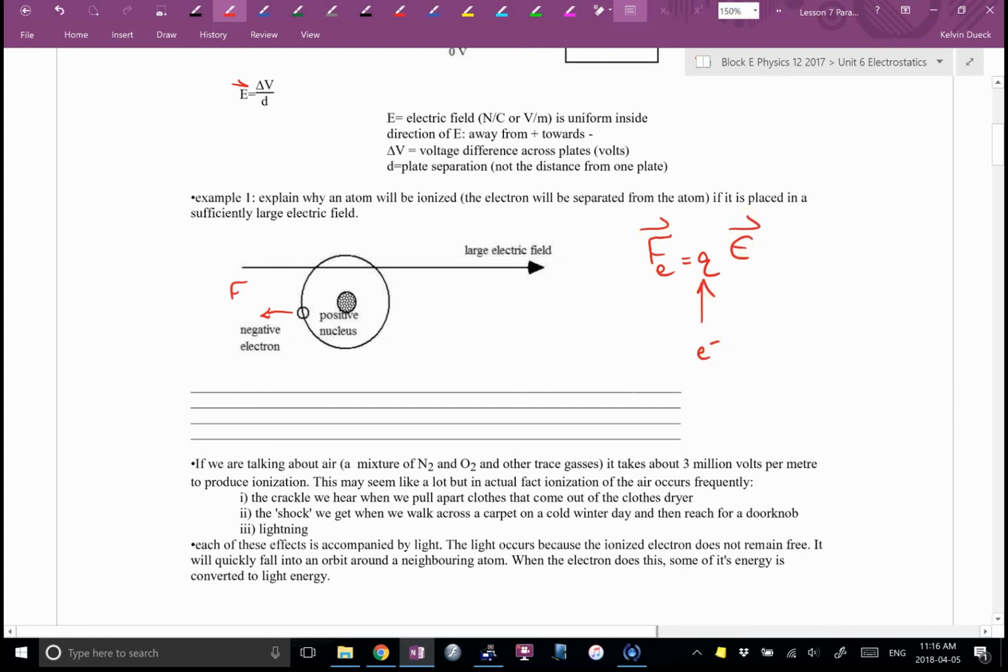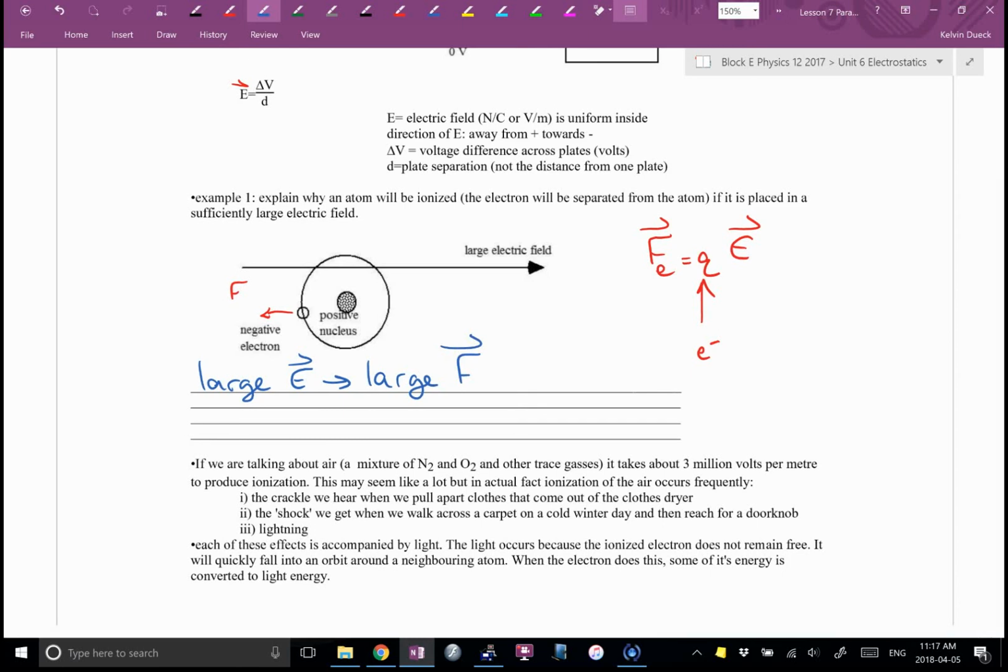But if I make that electric field big enough, now there is a force holding the electron on the atom. What force is that? What's the charge inside a nucleus? Positive. And what's the charge on an electron? Negative. It is attracted to the nucleus. It wants to stay where it is. But I'm telling you, if I put a big enough electric field on there, large E means large force, and I can rip an electron off. Very easy to do.